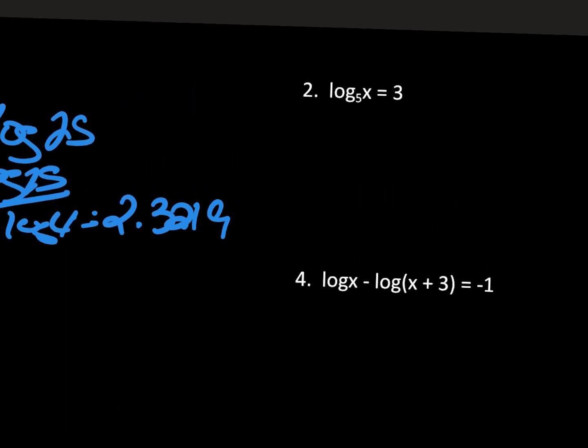Okay, number two. Number two has a log in it already. So remember, the way you work a log is you take that base to that power equals x. So I'm going to say x equals 5 to the third power. Everybody knows 5 to the third power is 125. That's all you got to do on that one.